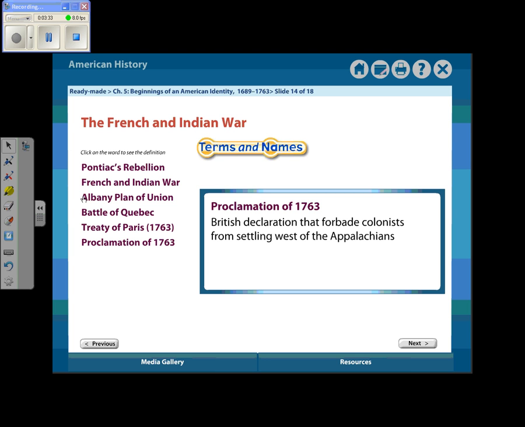But because of Pontiac's Rebellion, the British did not want to fight the Native Americans. They had lost a lot of money dealing with the French and Indian War, dealing with the 7 Years' War, and so they didn't want to spend more money trying to control the Native Americans, trying to keep peace between settlers and Native Americans. So that was the purpose of the Proclamation of 1763.